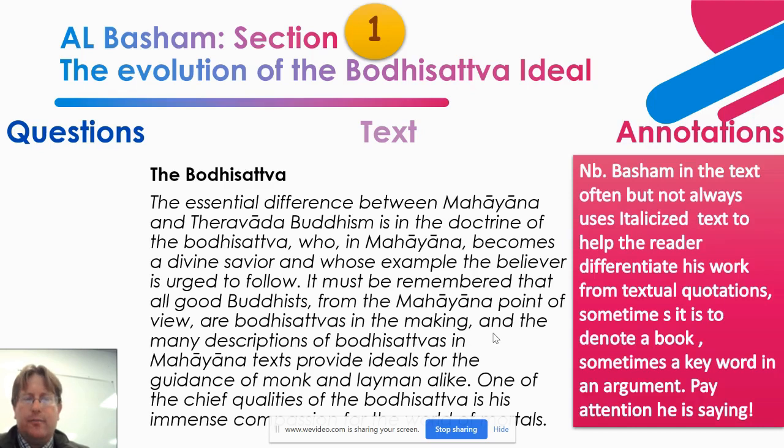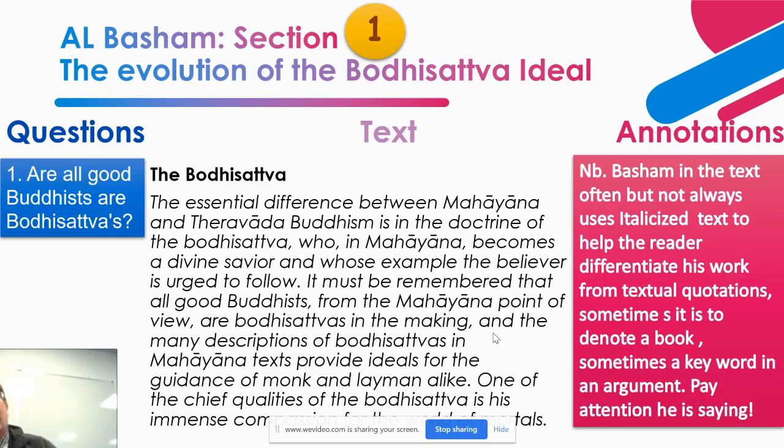So let's look at this section by section. He says the essential difference between Mahayana and Theravada Buddhism is the doctrine of the Bodhisattva. Are all good Buddhists therefore bodhisattvas? Now, this bit of the text is italicized, and this is to help the reader differentiate his work from the textual quotations. Sometimes it's to denote a book, and sometimes it's a keyword in argument. So you need to pay attention to what he's saying.